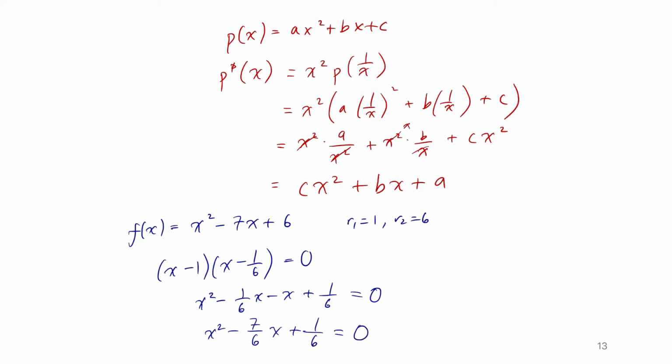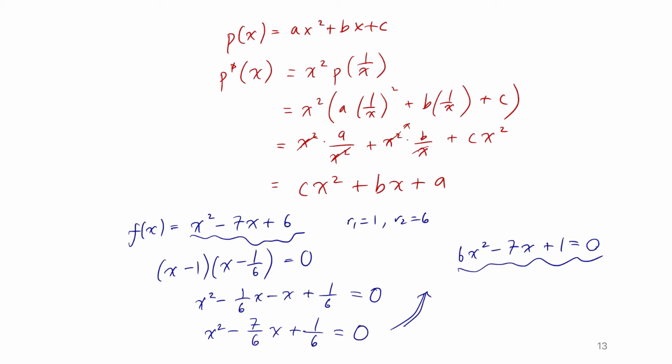And now we multiply through by 6, and we get 6x squared minus 7x plus 1 is 0. Which is what you get when you reverse the order of the coefficients here. So the roots of this first polynomial, x squared minus 7x plus 6, are 1 and 6. The roots of when you reverse the same thing are 1 and 1 over 6. So you take the reciprocals of the roots.